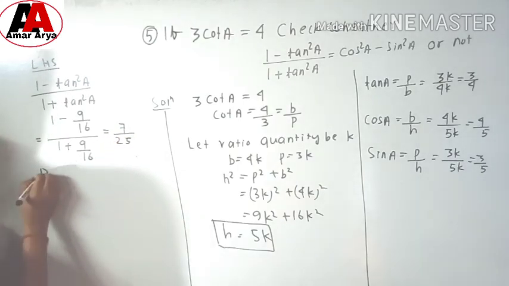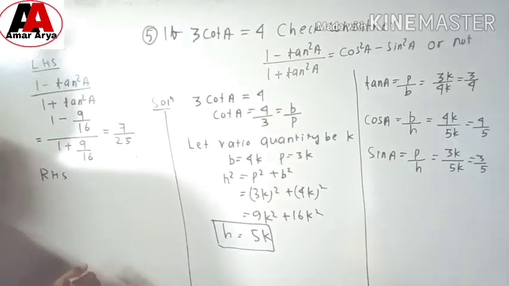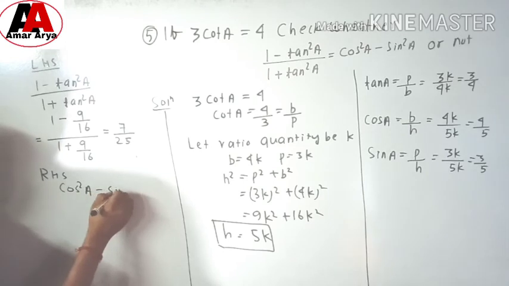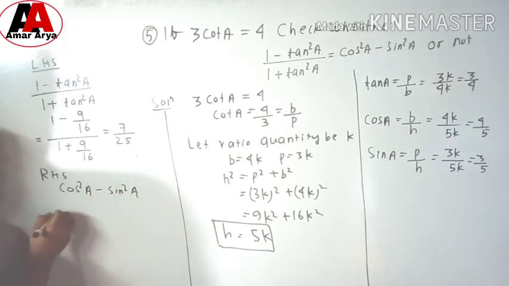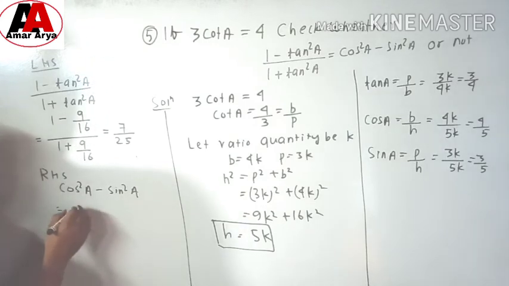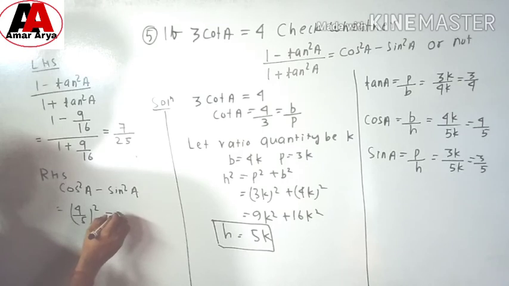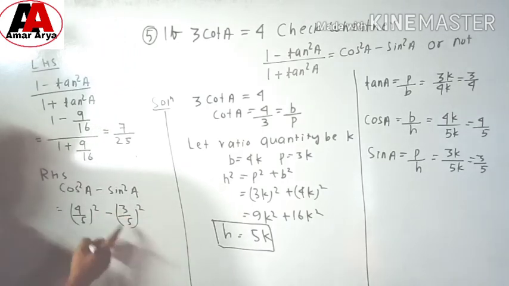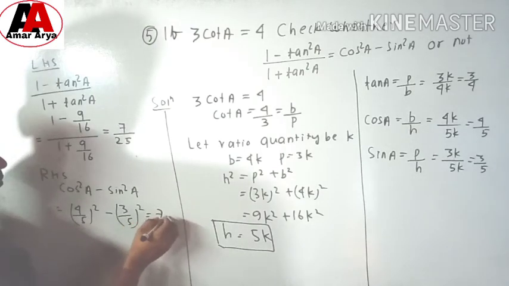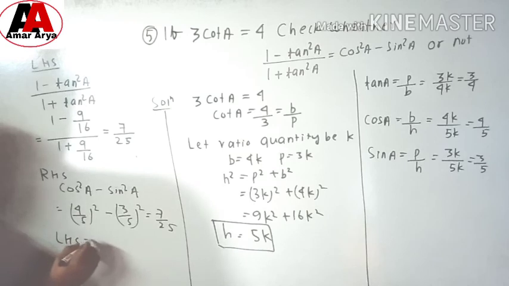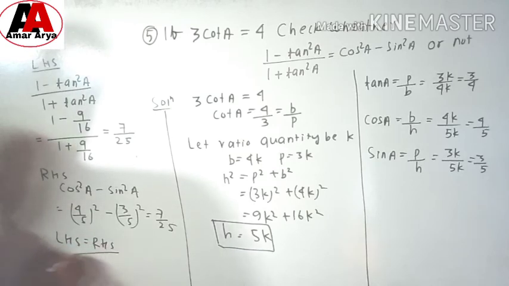In RHS it is cos square A minus sin square A. So the value of cos A is 4 by 5, minus sin A, which is 3 by 5. So 4 square is 16 minus 9, that is 7 by 25. Yes, LHS is equal to RHS. Okay, so LHS is equal to RHS.